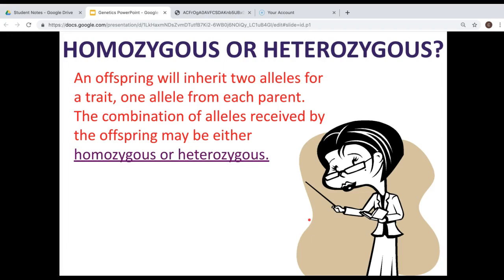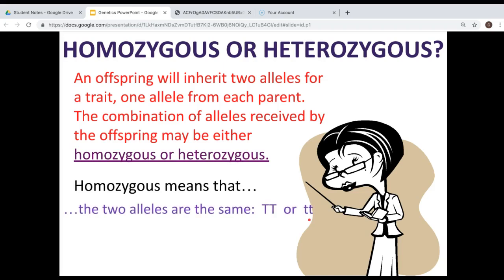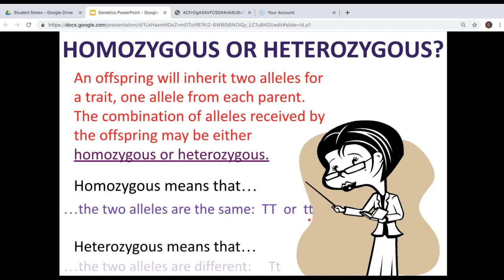The combination of alleles received by the offspring can be either homozygous or heterozygous. This is a very easy definition, guys. Homo meaning same, hetero meaning different. So homozygous means the 2 alleles are the same, big T, big T or little t, little t. Or heterozygous, meaning we have 1 dominant, 1 recessive allele. Very, very easy. Go ahead and write this down. I expect everyone to get that correct on their vocab test.